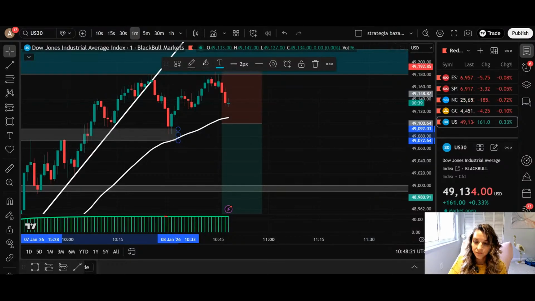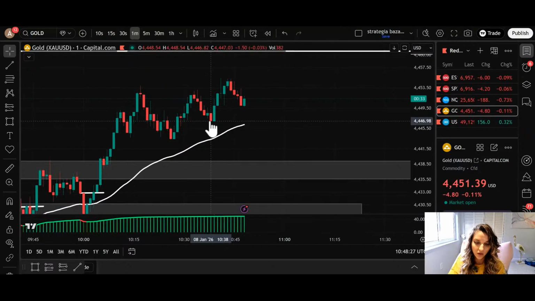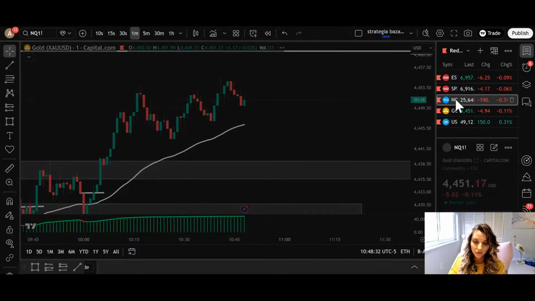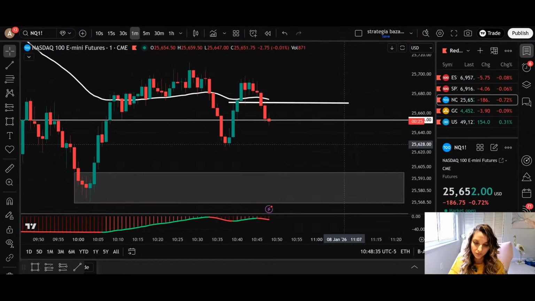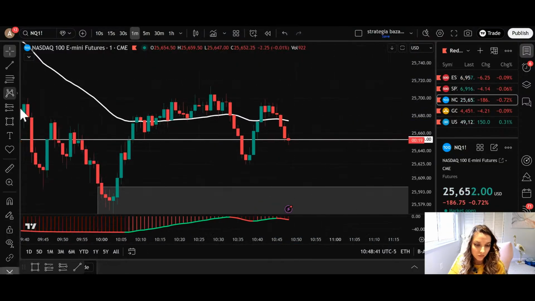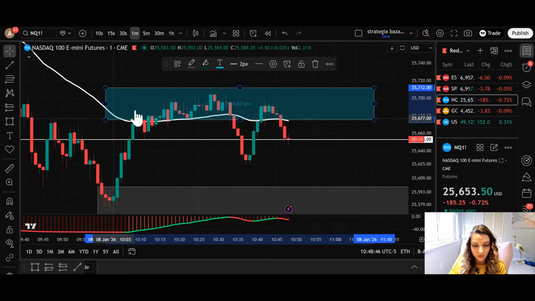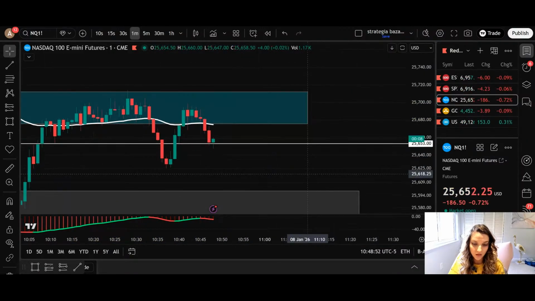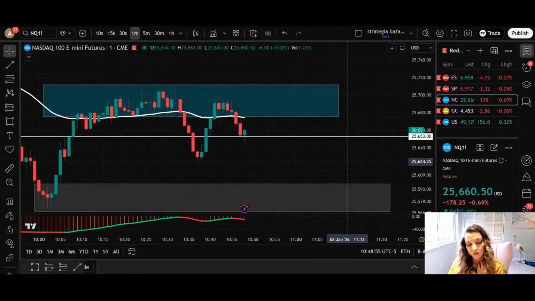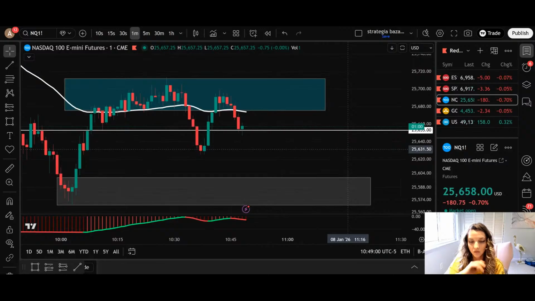Let's see. NQ. Gold. You see, it's having some trouble to keep going up. NQ. Okay, I can consider this a break and retest of this area. A break, retested, price below EMA. I can go in a short.